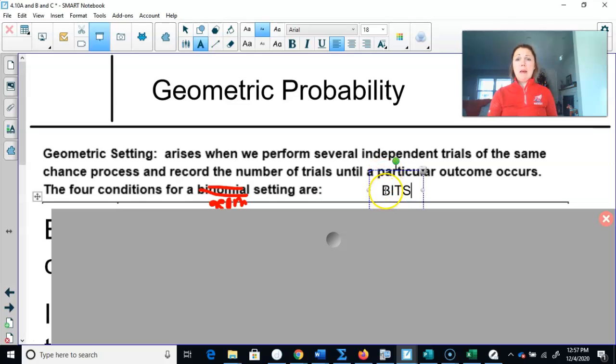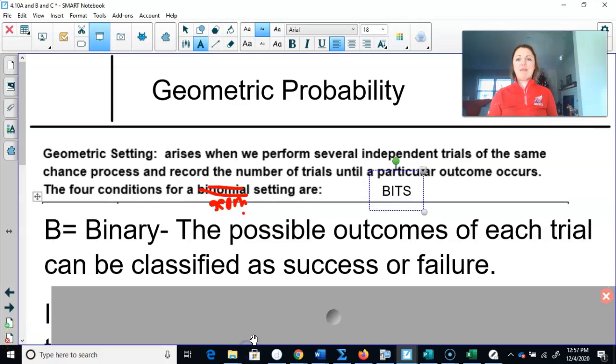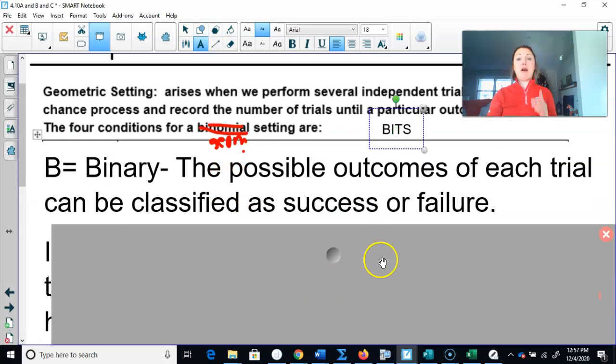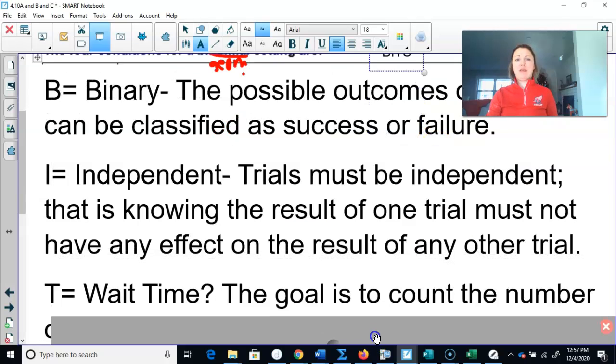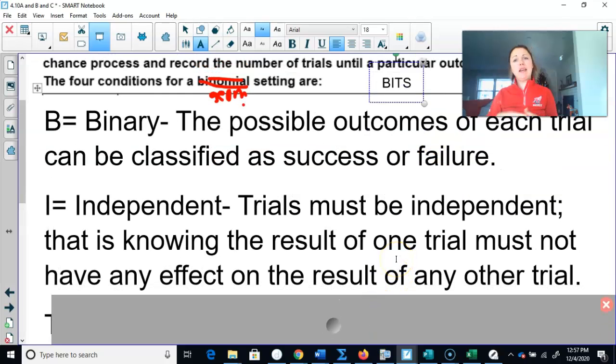Let's talk about this. B is the same. What does that stand for? Binary. It's a success or we have a failure. Possible outcomes of each trial are success or failure. Independent. Trials are independent of each other. That's what we have right here. And again, I'll post these notes online. If you don't have the notes, you'll have to pause and write it down if you need to. Now, T is the only thing that's different. In BINS, N stood for the number of trials are fixed. T stands for time.